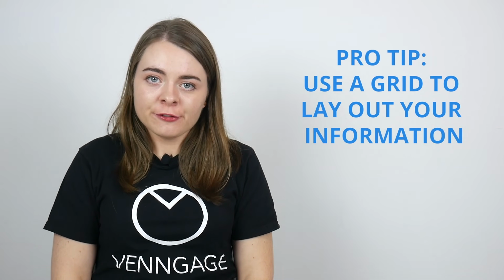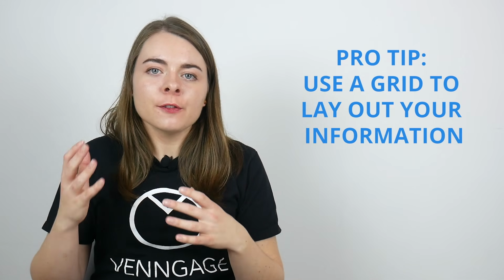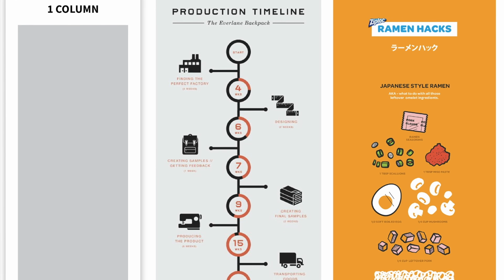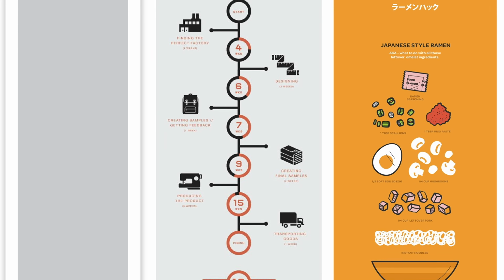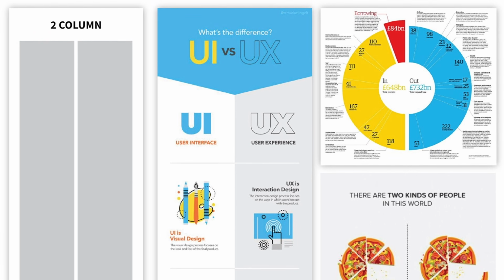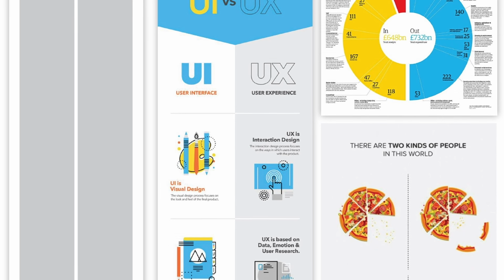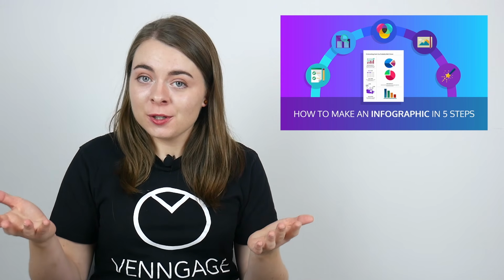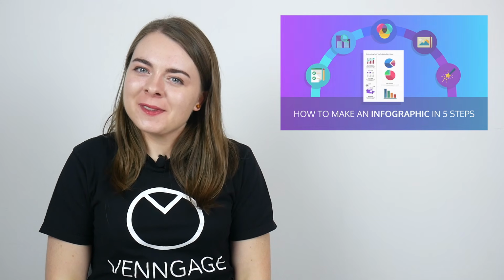The second tip that I recommend is to use a grid to lay out your information. This will just help you keep all of the parts of your infographic organized and aligned. Generally, it's easiest to organize your infographic into columns or squares. Here's some examples. You could use a single column layout to give your infographic a linear flow. Or you could use a 2-column layout to compare information in your infographic. If you want some more examples of different types of layouts that you could use, just check out the blog post that goes with this video.